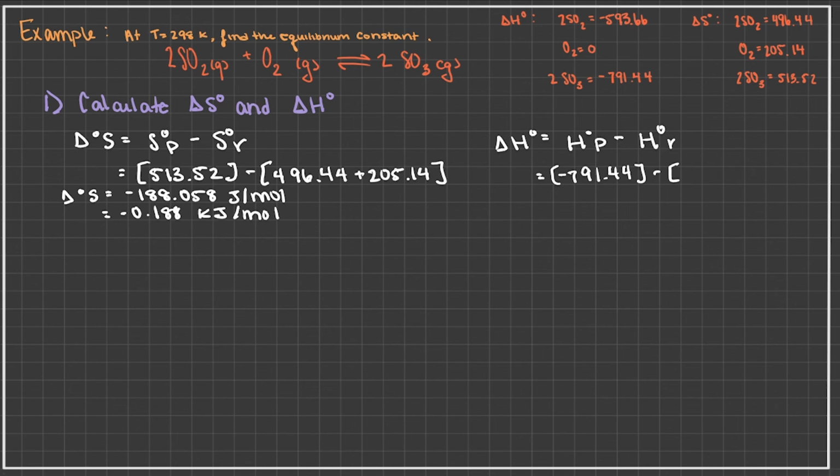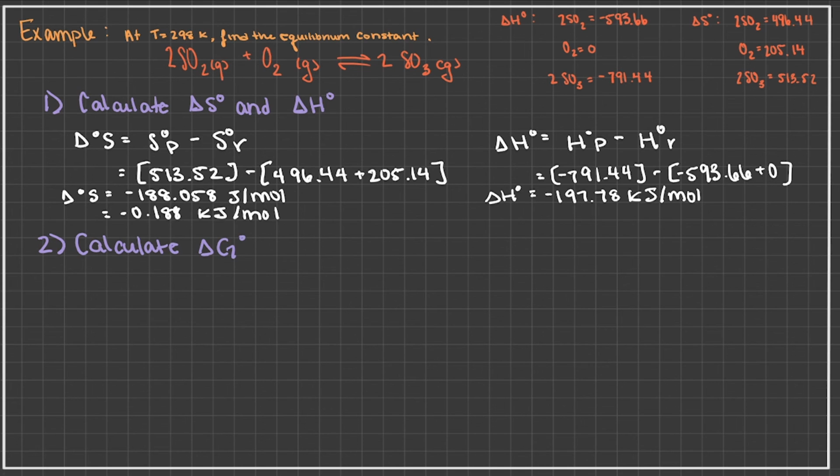Now on the other side, we also have our change in enthalpy. So we see that our total enthalpy of products minus our total enthalpy of reactants is equal to negative 197.78 kilojoules per mole. Now we see that we have our values for delta S and delta H, and we plug these into our equation that we had earlier. So delta G standard equals delta H standard minus T delta S standard.